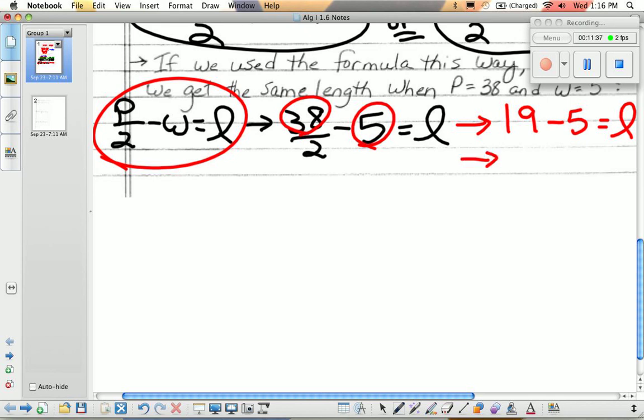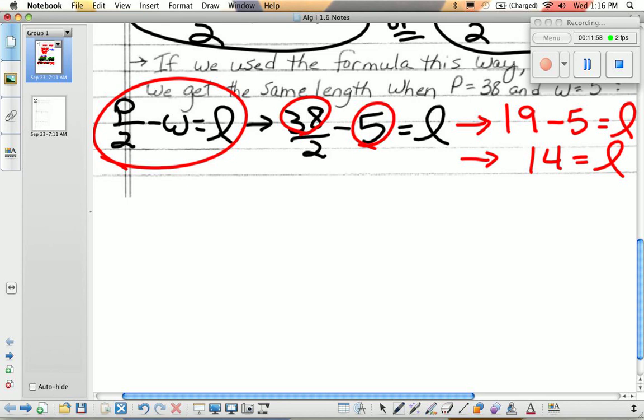19 minus 5? 14. Do we get the same answer? Yep, absolutely we do. So all I'm showing you here is, you know what, it's still the same thing. It's just in a different format. It's just got a different name, a different way to use it.